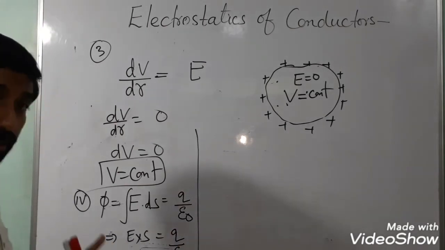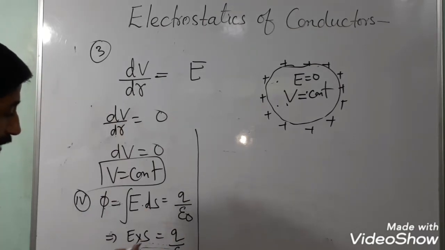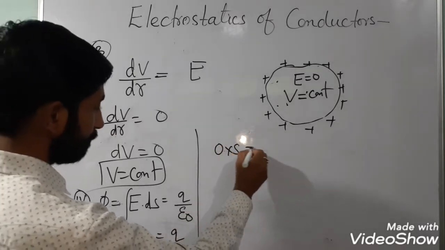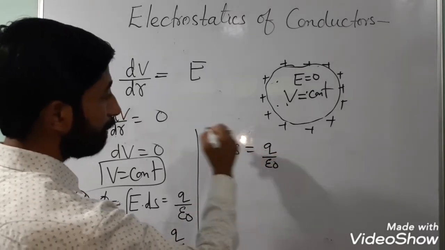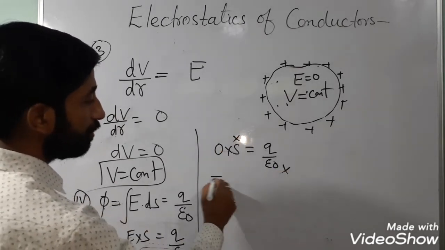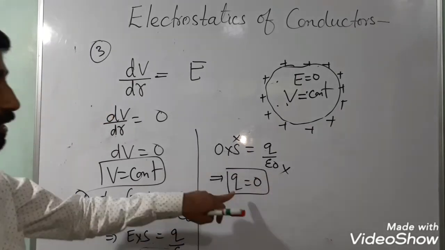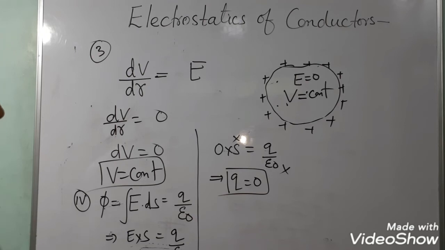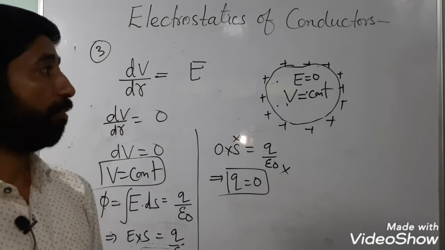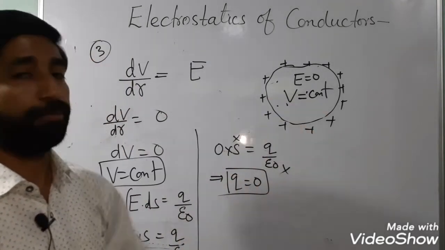Net electric field inside the conductor is 0. Then logically, from the first point, if I put that quantity equal to 0, that is 0 into S equals Q over epsilon naught. It means epsilon naught cannot be 0, so obviously Q has to be 0. And this Q is the total charge enclosed by the interior of the volume of the conductor. This is a simple part of this whole volume.